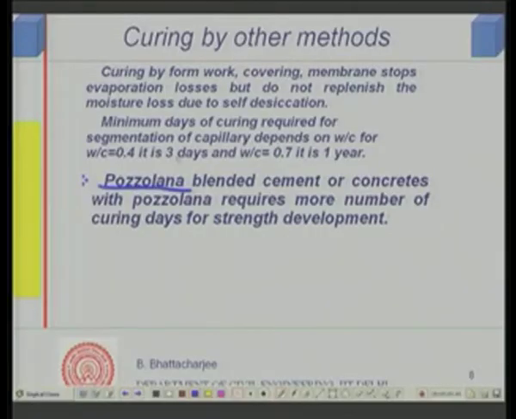These are materials, essentially silica, SiO2, which can react with lime, forming a similar product as cement and water. Now, this reaction, however, is relatively slow compared to that of cement and water.